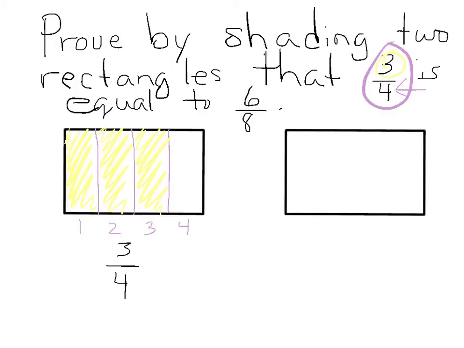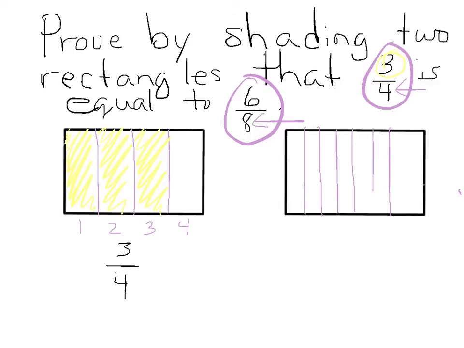All right. Now my problem goes on to tell me that I need to prove that this is equal to 6 eighths. So this next rectangle I've got to divide into 8 equal parts. So again, I'm going to start by dividing in the middle. Divide that half in half. I've got 4 parts now, and then I'm going to come by and divide each one of those in half. So in the end, I've got 1, 2, 3, 4, 5, 6, 7, 8 equal parts.